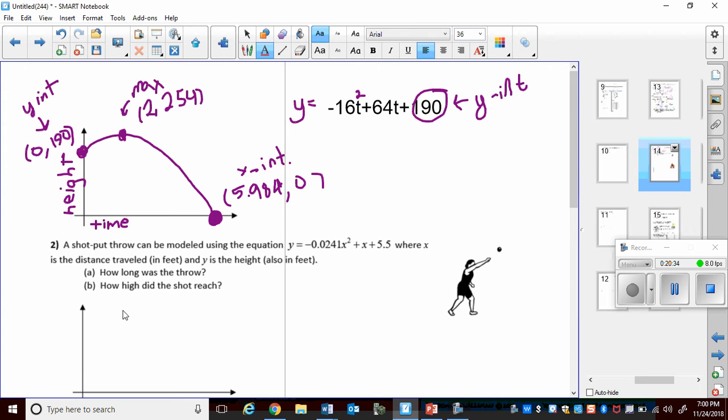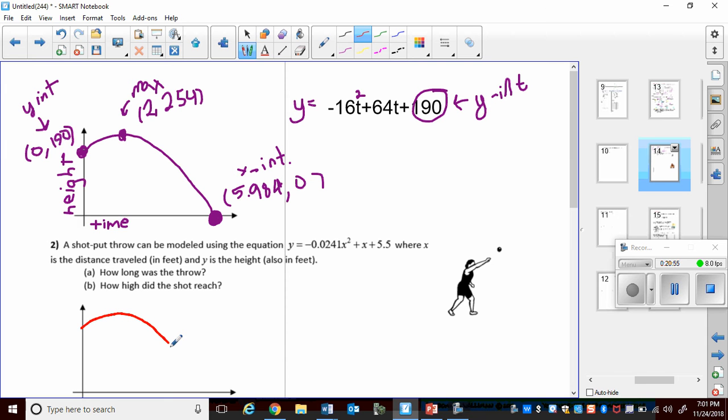The next one: a shot put throw can be modeled using the equation y equals negative 0.0241x squared plus x plus 5.5. Now I know that this is one of those models that looks very much like the previous one. So I'm going to go ahead and draw it, and here we go.